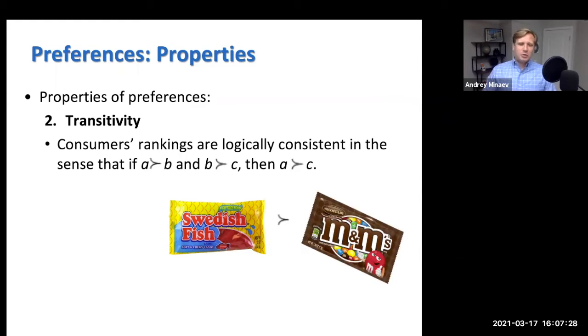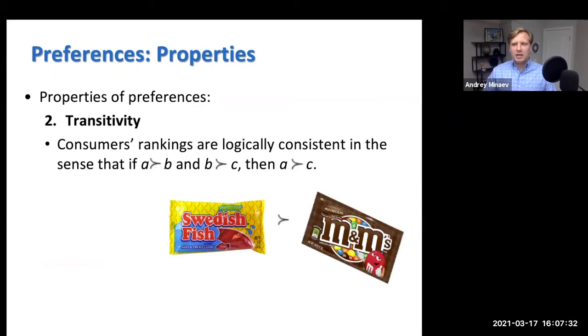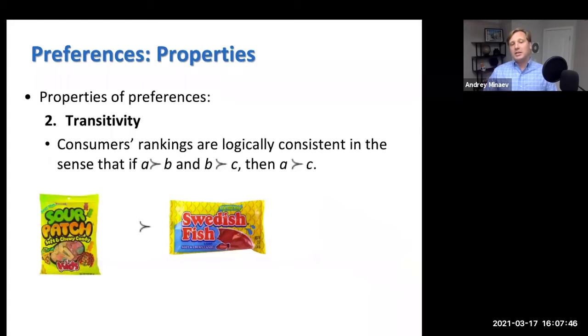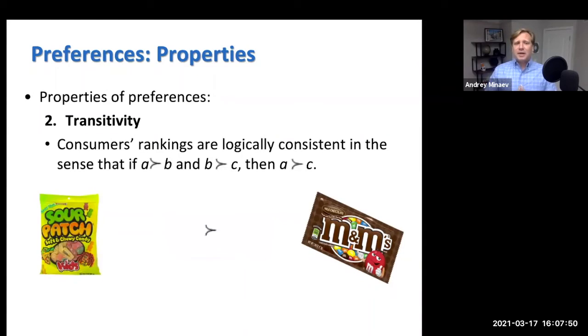So based on these two pieces of information, Sour Patch for me is better than Swedish Fish, and Swedish Fish is better than M&Ms. So naturally, you'd expect that I actually prefer Sour Patch to M&Ms, right? And I actually do, because my preferences for these candies are transitive. That is what we call transitivity. So if one product is better than the second one, and the second one is better than the third one, then if the preferences of our consumer are transitive, the consumer will prefer the first product to the third product.